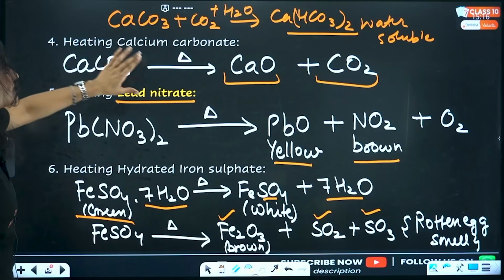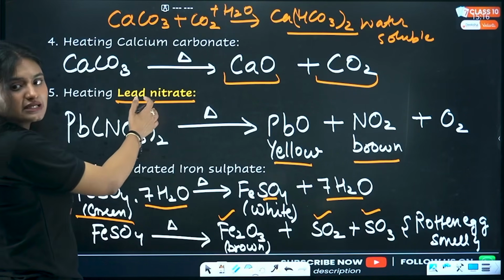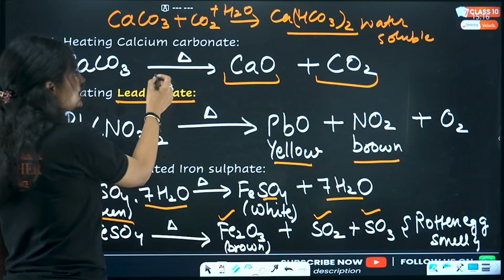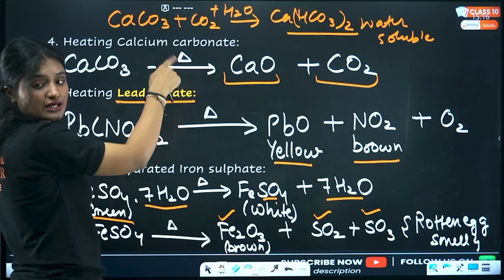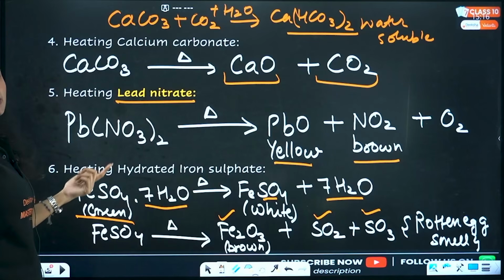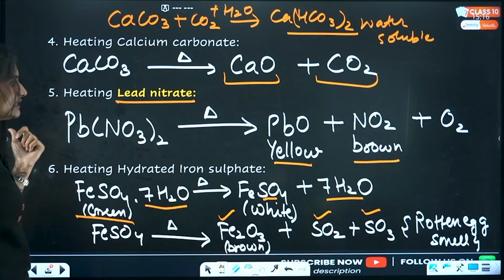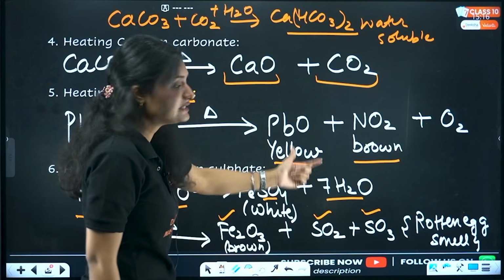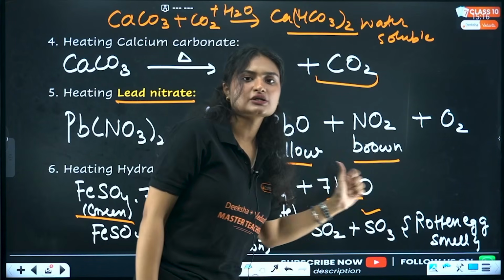Right? Now, when you heat calcium carbonate, what is the reaction? This is thermal decomposition of calcium carbonate. It is an endothermic reaction, as you are giving the energy, and you will get calcium oxide and carbon dioxide. Now, when you heat lead nitrate, what happens? It is again thermal decomposition. We get yellow colored lead oxide and brown fumes of nitrogen dioxide.